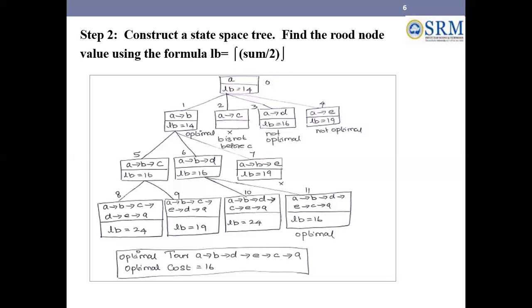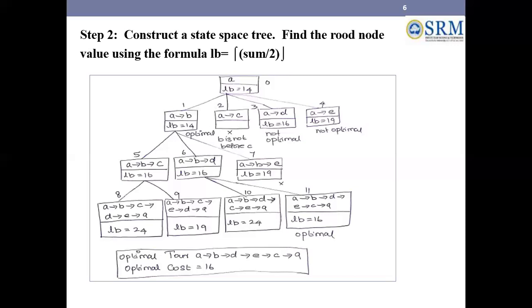So 5, 6, 7. See the value. Node 5 and 6 has same value 16, 16. And node 7 LB value is 19. So this value is maximum. So we can eliminate, prune. So we are choosing 5 and 6 because it has same value, a tie occurs. So both can be explored to the next level.